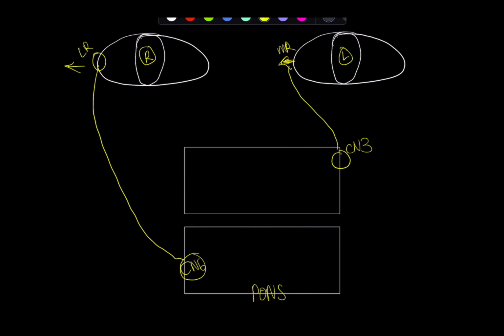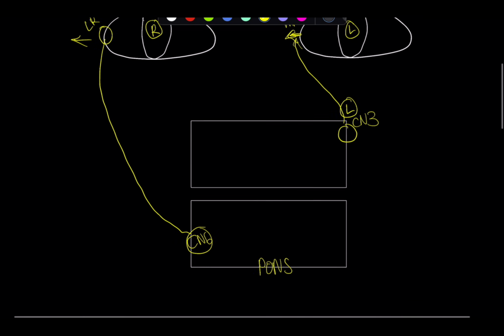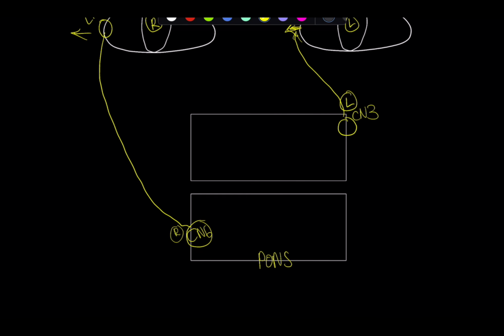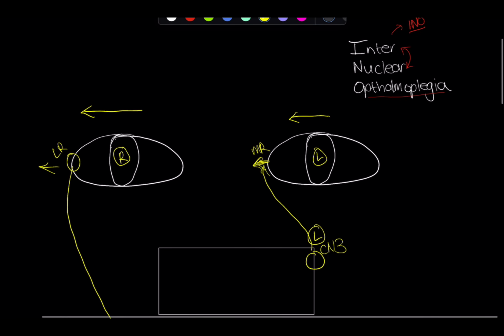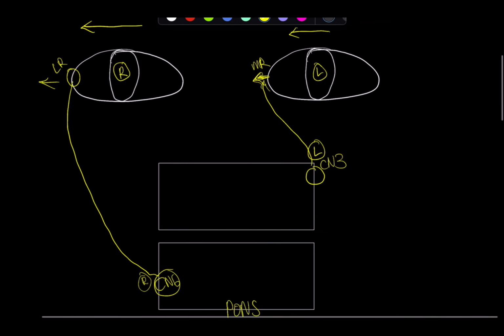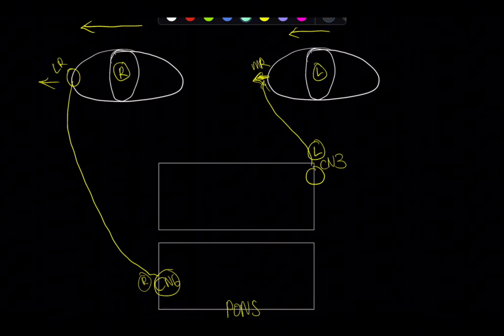When that cranial nerve 3 on the left side fires, this is the right cranial nerve 6, and this is the left cranial nerve 3. When the cranial nerve 3 nucleus on the left side fires, then you get that medial rectus on the left side to fire as well. So that's already the internuclear component that we're talking about. But then how on earth are these two going to fire at the same time?